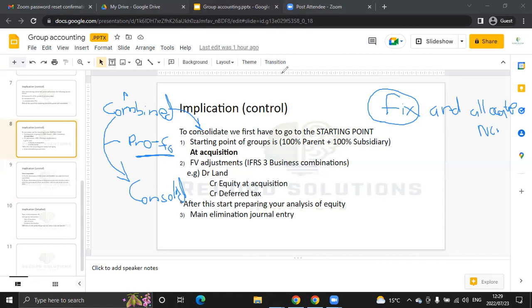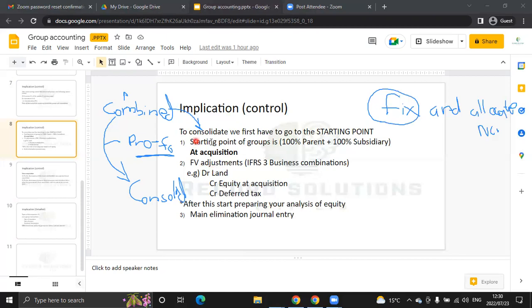So now we're still here on the starting point. What happens at the end of the year, when the business starts with consolidation, is that, like I said, the parent will add 100% of their statements to 100% of the subsidiary statements. After they do that, we start with the first pro forma journal entries. And what are they? They are called at acquisition pro forma journal entries. That's where we start first.